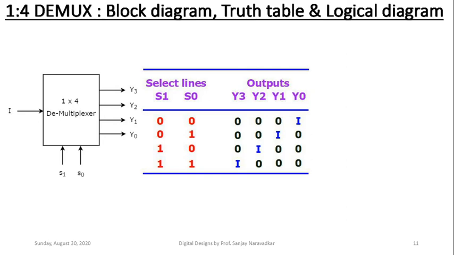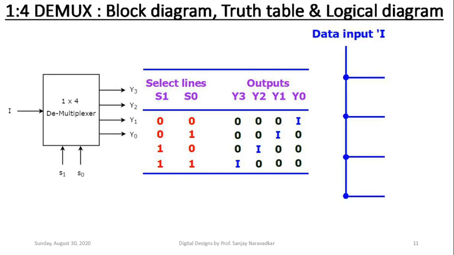So here, in order to develop that logical diagram, first of all, there is that data input I, which is common to all. Because data input I is to be steered to either Y0 or Y1 or Y2 or Y3 depending on the logic on select lines S1 and S0. Accordingly, on that data input there are a total of 4 paths, the horizontal lines shown here, and I want to gradually develop that logical diagram. I will start from the bottom.